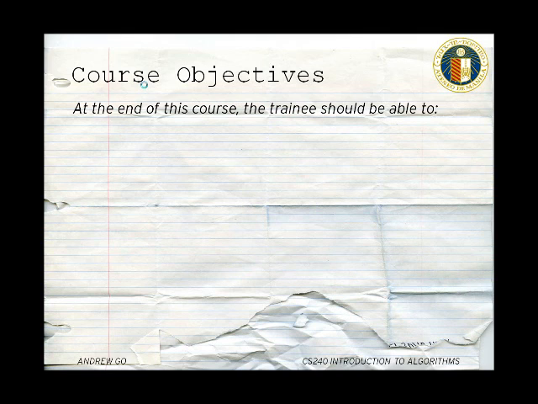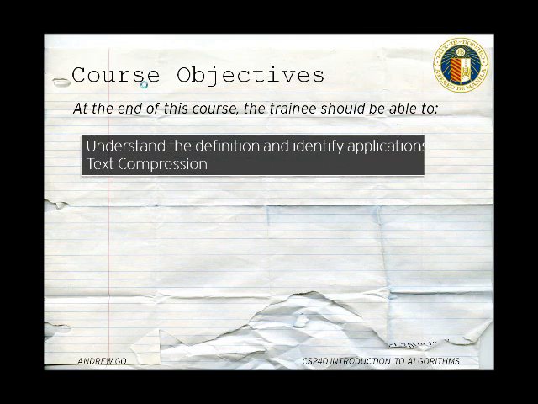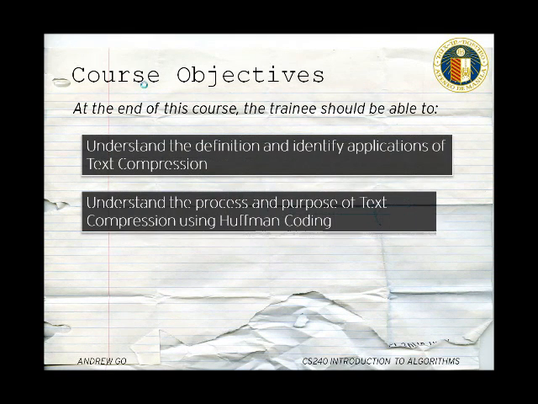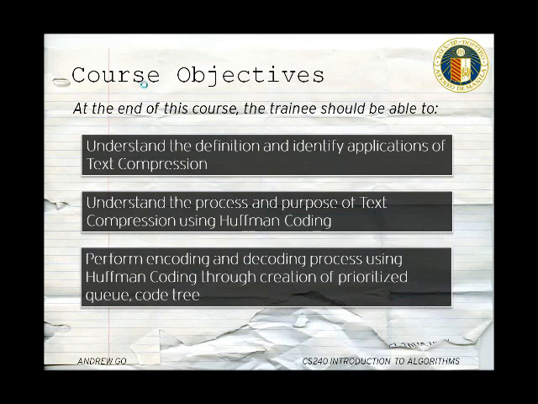At the end of this course, I do hope that you'll be able to understand the definition and identify applications of text compression, understand the process and purpose of text compression using Huffman coding, and perform the encoding and decoding process using Huffman coding through creation of a prioritized queue and building of the code tree.